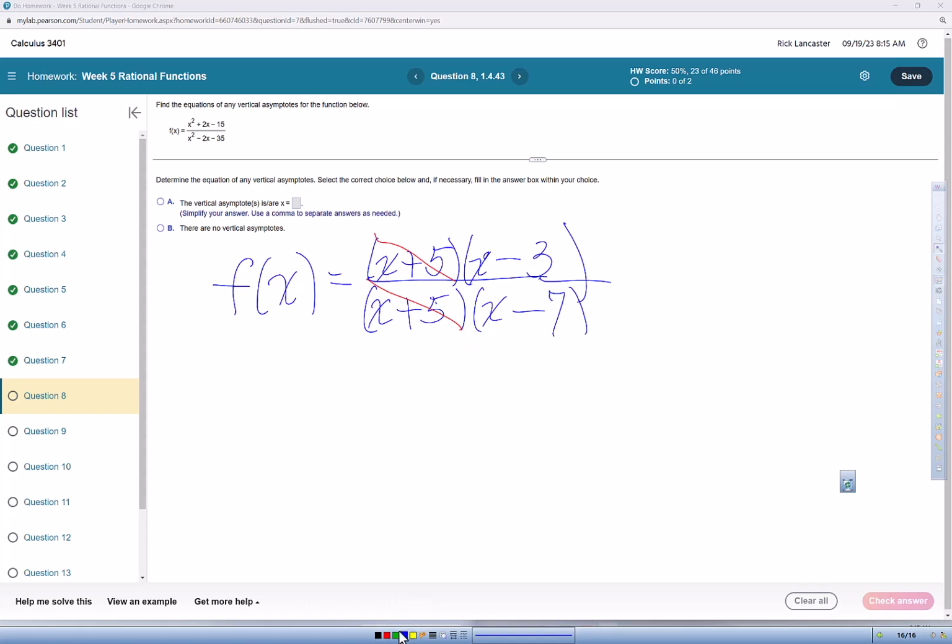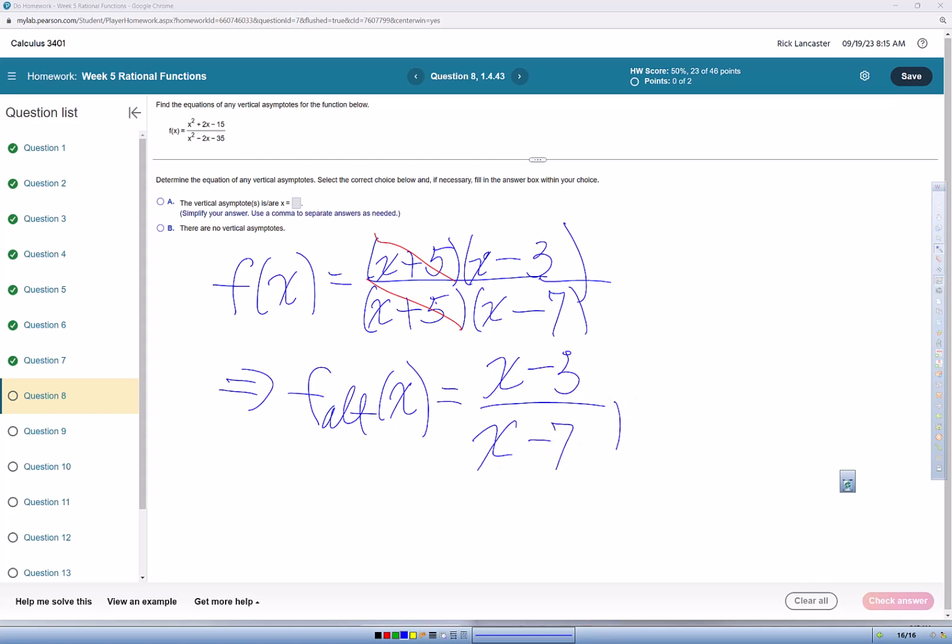So the way I write this is the alternate f of x is x minus 3 over x minus 7. But we have to honor this original function. So we're going to say, but x cannot equal negative 5, because if we put in negative 5 in the original function, we would be dividing by 0. So our only vertical asymptote is x equals 7.